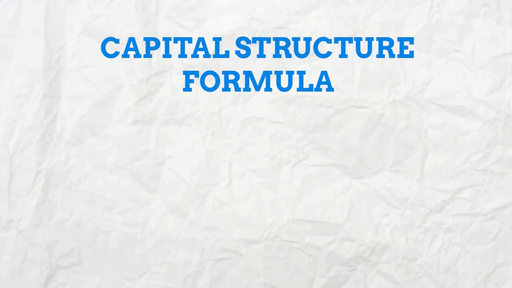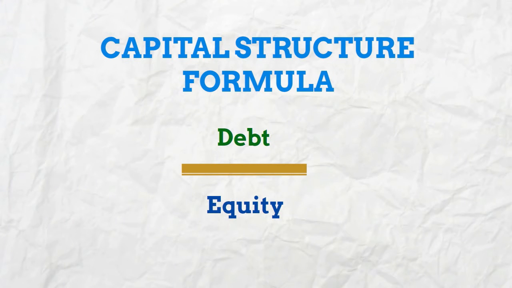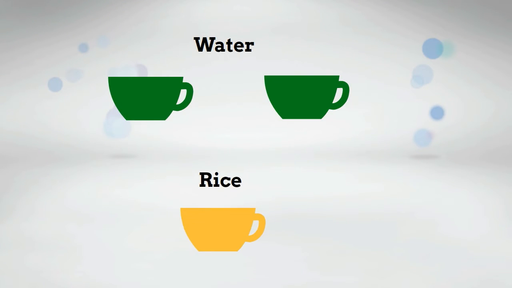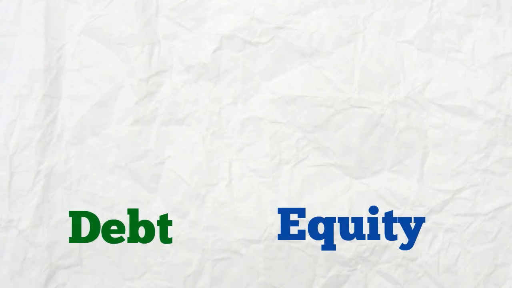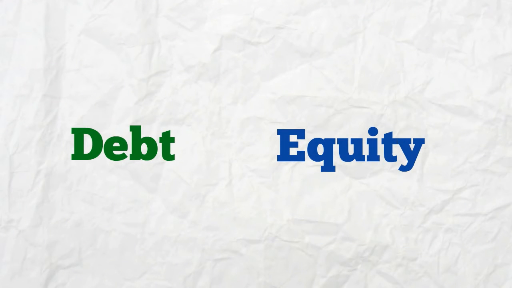Coming back to capital structure. Capital structure is usually determined by a simple formula. The formula is debt by equity. You can relate this formula to cooking. In cooking, if you want to cook rice, you say take 2 cups of water for 1 cup of rice. And if you express it in simple terms, you say 2:1 ratio, where 2 is for water and 1 is for rice. So if you want to compare two separate ingredients in a bowl, you use the ratio formula. Hence, to compare debt with equity, you use the formula debt by equity.